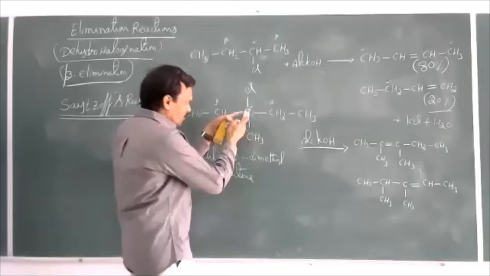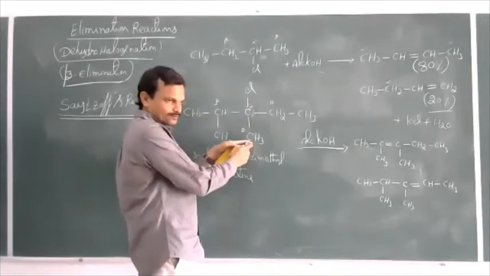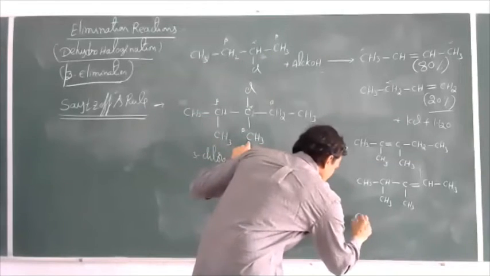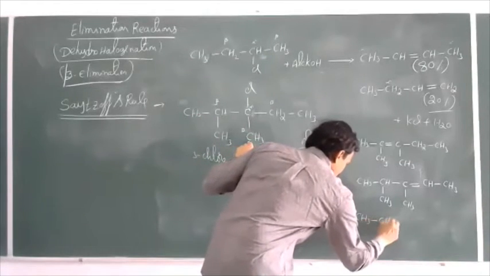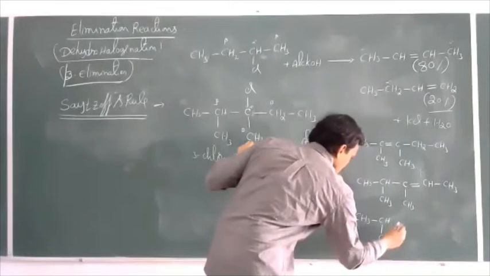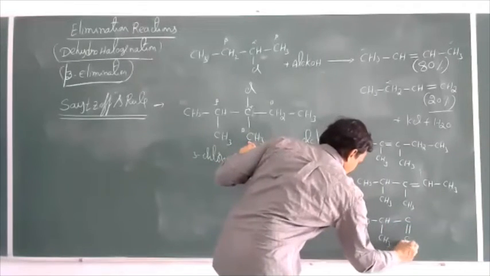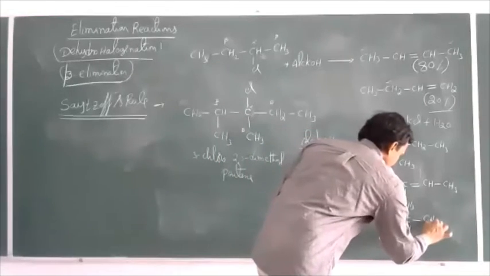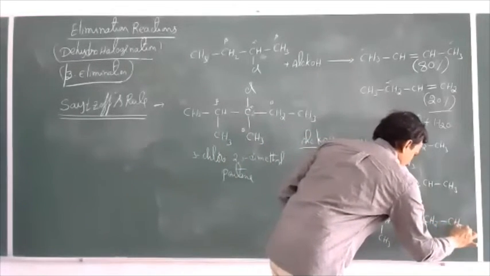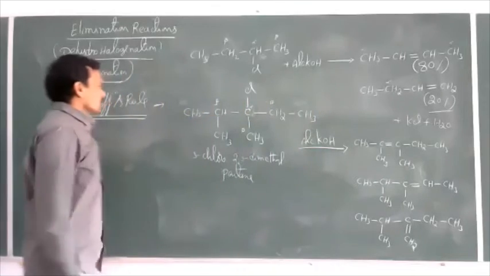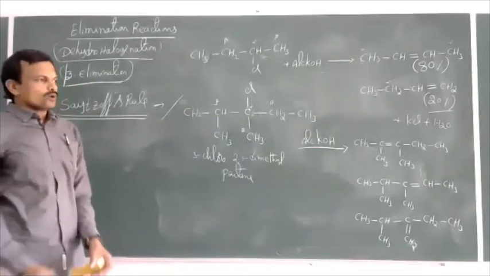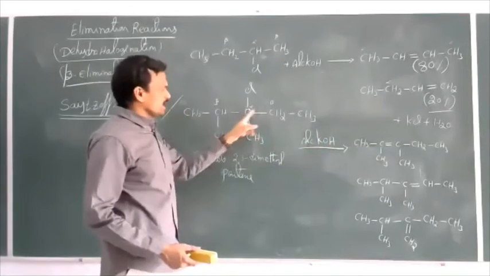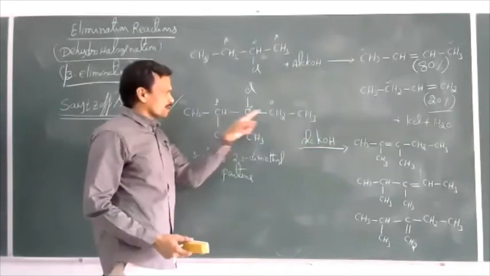I will eliminate hydrogen from this beta carbon. Then the double bond will form here. Now the structure is CH3, CH, CH3, C, double bond CH2, single bond CH2, CH3. See here, from the same molecule, we got 3 different types of alkenes, because there are 3 different types of beta carbons here.